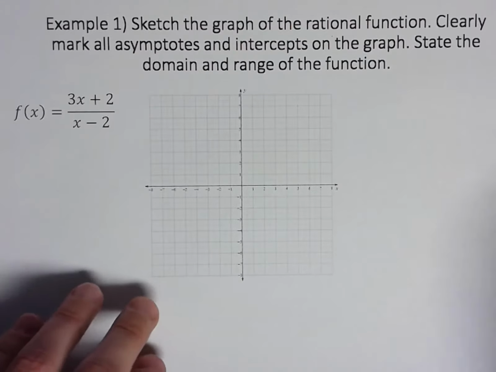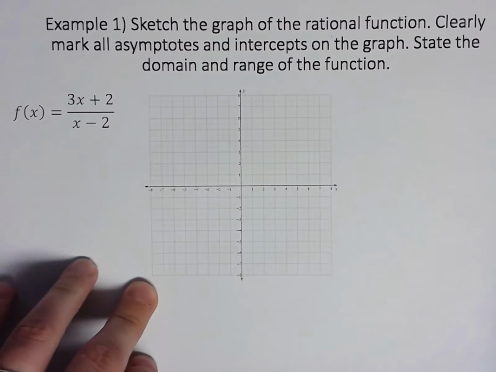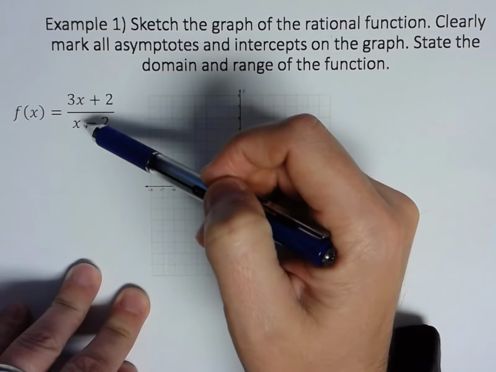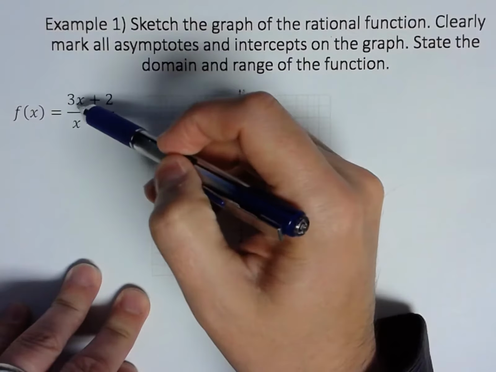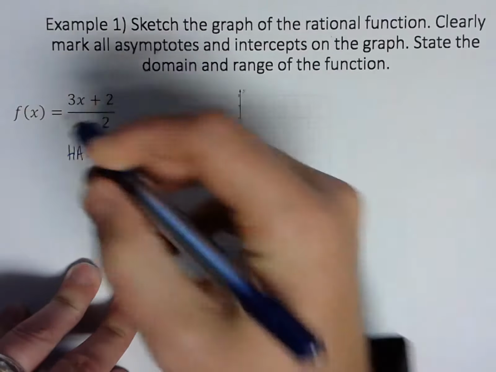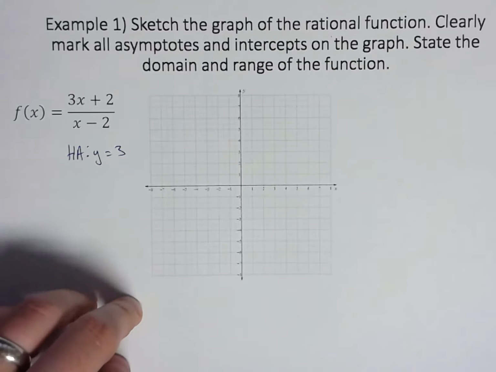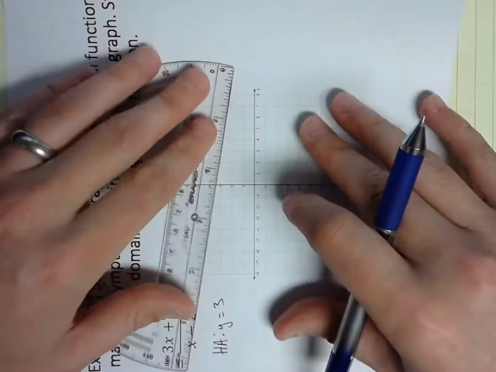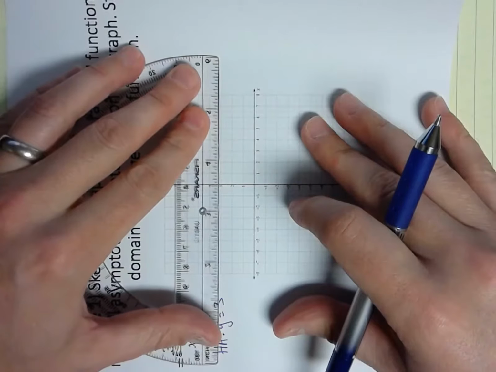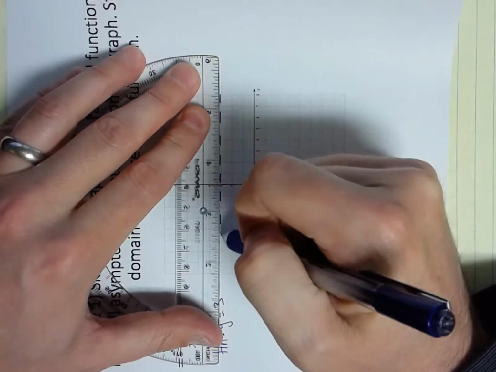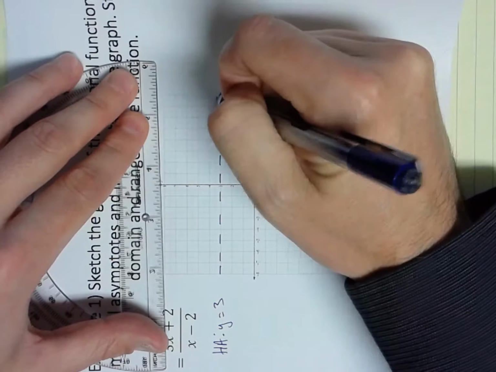So let's go ahead and identify the asymptotes right off the bat. So horizontal asymptotes, notice the degree of the top and the bottom is the same. So if that's the case, you just divide the leading coefficients. So we have a horizontal asymptote at y equals 3. So let me go ahead and sketch that in. So y equals 3, I'm going to turn my paper. And remember, we just mark these as dashed lines, or dotted, however you want to describe them. So through y equals 3, there is a horizontal asymptote.